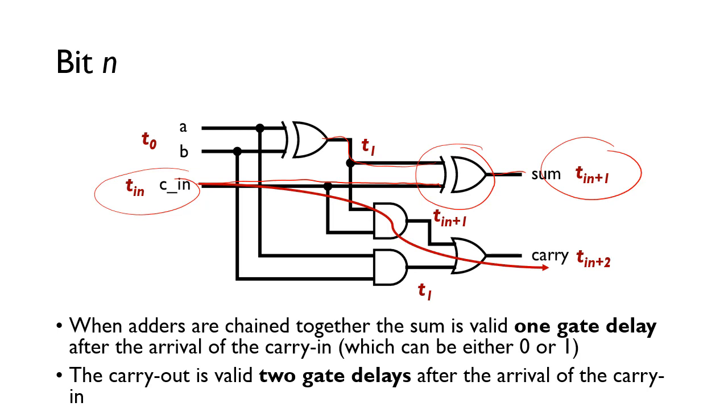And then for the case of the carry out, we can see that's following this path, and that's delayed by 2 gates after the arrival of a valid carry in.